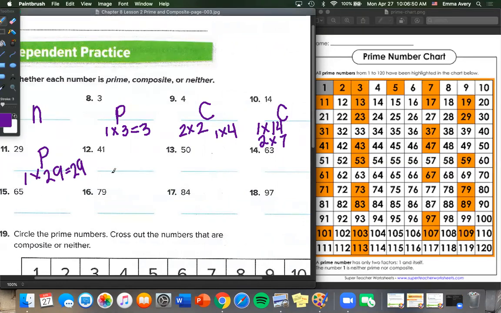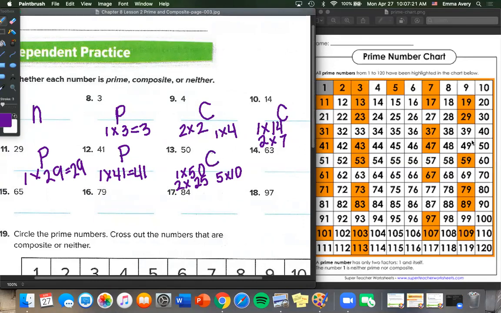41. Can we think of any factors other than 1 times 41 that equals 41? I can't think of any, so let's check. Yep, it's going to be a prime number. And what about 50? Well, we know there's 1 times 50. We also know we can do 2 times 25 or 5 times 10. So there are multiple ways. So this one must be composite.